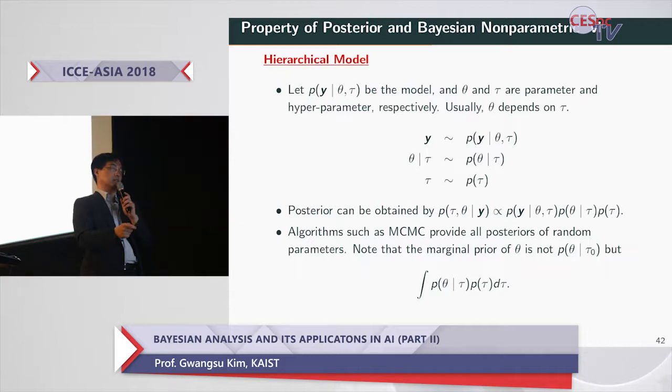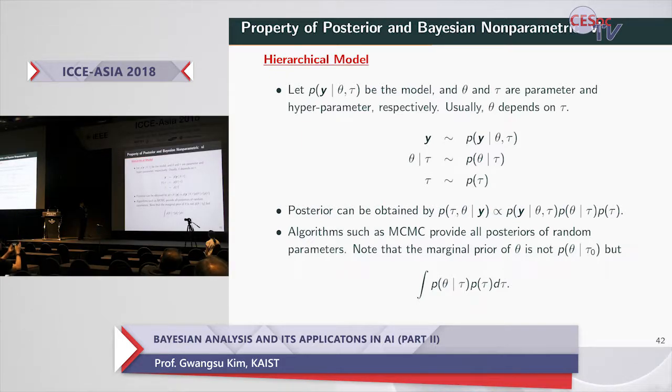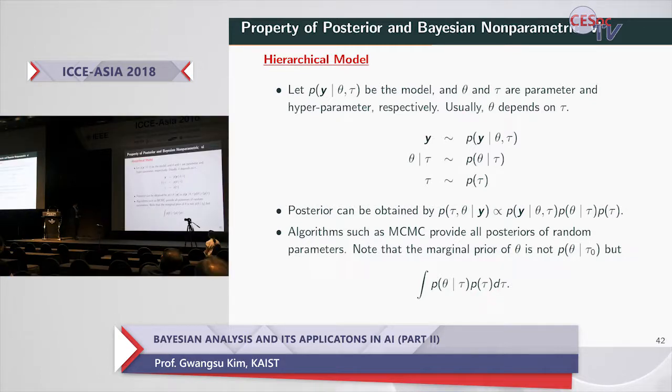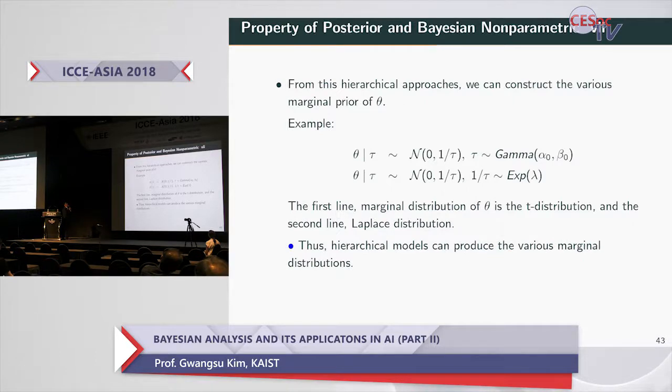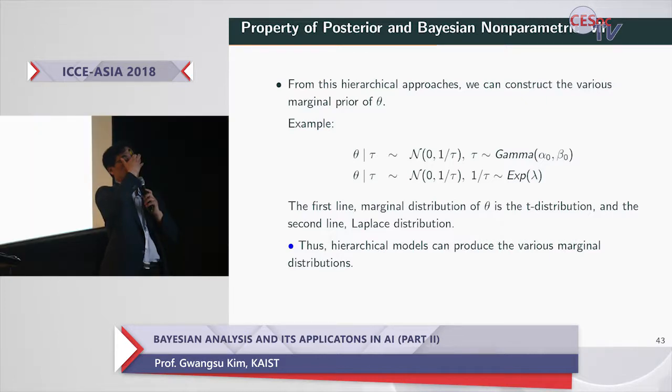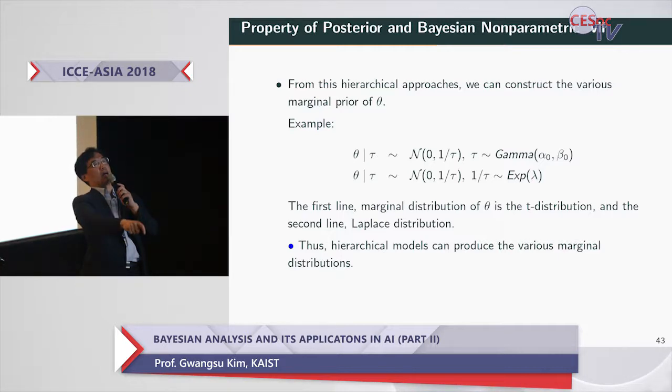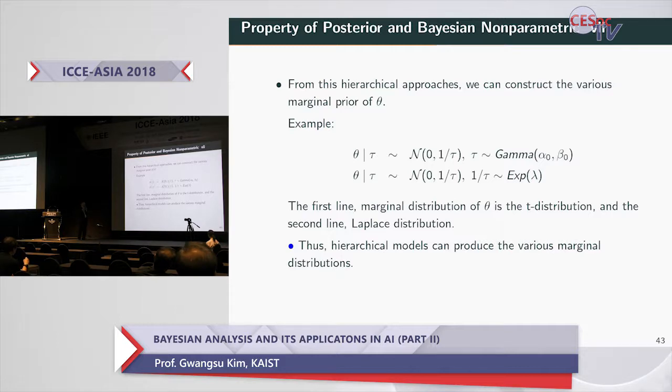But if you consider the marginal prior of theta, you should integrate out with respect to tau, and then the marginal prior of theta can be like this. With this hierarchical approach, we can construct various marginal priors of theta. For example, if we consider this hierarchy, the variance is 1 divided by tau, and we put priors on tau as gamma, and a prior on 1 divided by tau as exponential. Then the marginal distribution of theta is a t distribution or a Laplace distribution. So if we want more varied priors on theta, then we use this hierarchical approach.